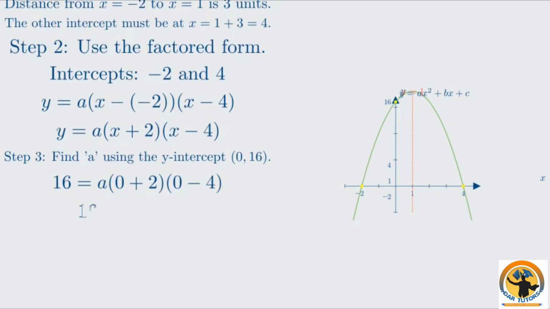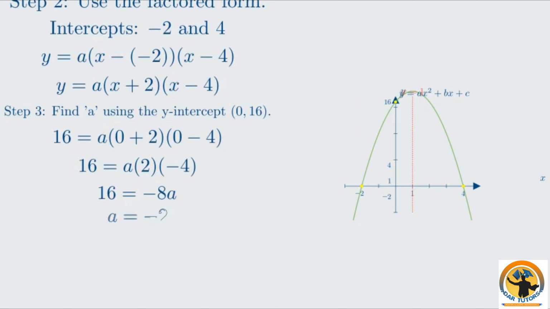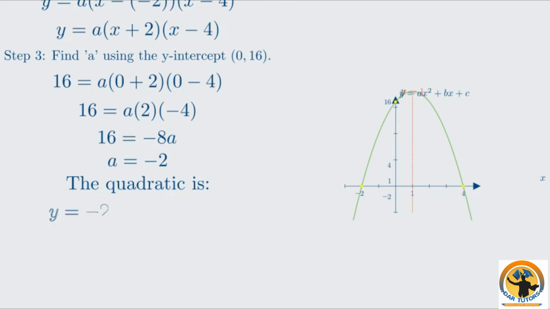The graph shows a y-intercept at (0, 16). Substituting these values into our equation, we get 16 equals a times -2 times -4, which is 8a. Solving for a, we get a equals 2. This confirms the downward shape of the parabola. Substituting a equals 2, our final equation is y equals -2 times the quantity (x minus 2) times the quantity (x minus 4). This example demonstrates how to find an equation by creatively combining the axis of symmetry and the factored form. Let's explore another common scenario.